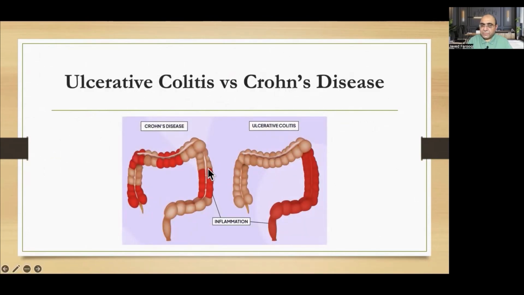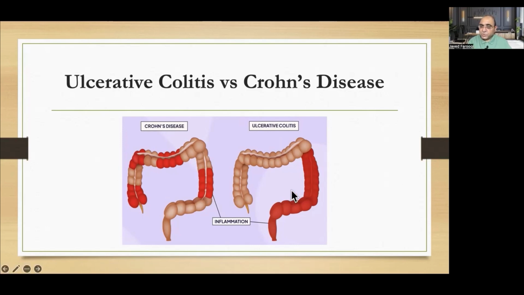So this picture is telling us the involvement of the colon in ulcerative colitis and in Crohn's disease. In Crohn's disease, when it involves the colon, it's patchy. You see here in this patient, in the start of the ascending colon, the cecal area, it's involved, then the hepatic flexure, then the transverse colon, and then part of the descending colon. So it's a patchy, multiple involvement.